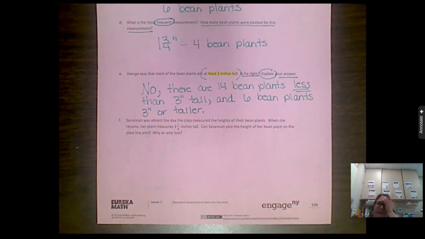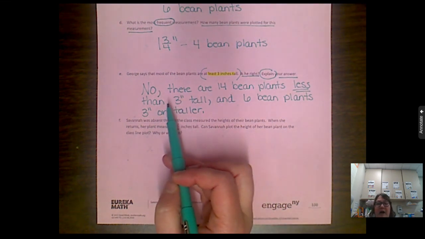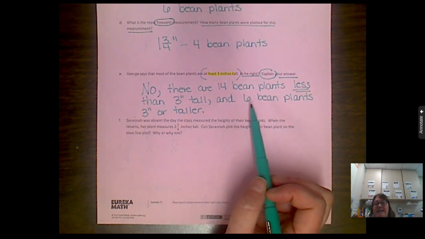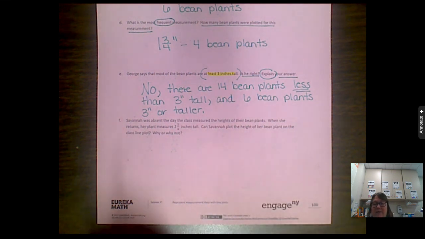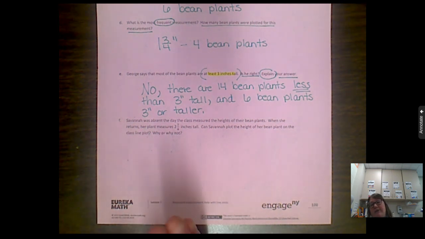Okay, so while you finish writing that, I'll read it again. So no, comma, make sure you have a capital letter because we wrote a complete sentence for this one. So no, comma, there are 14 bean plants less than 3 inches tall and 6 bean plants 3 inches or taller. So that goes with what we put on the other side. We scooped it. We said 14 were less than 3 inches. And then when we found the other side, there were 6 that were at least 3 inches or taller.